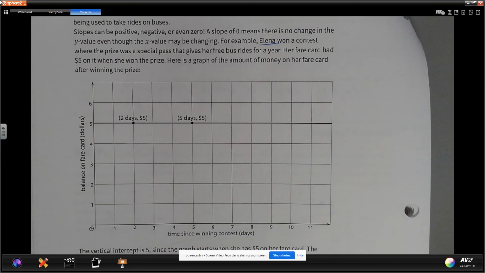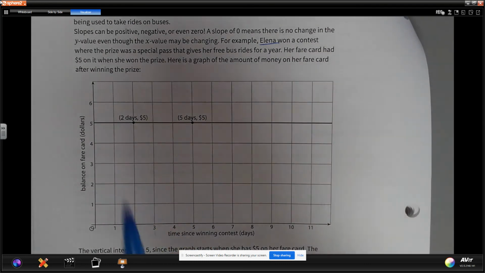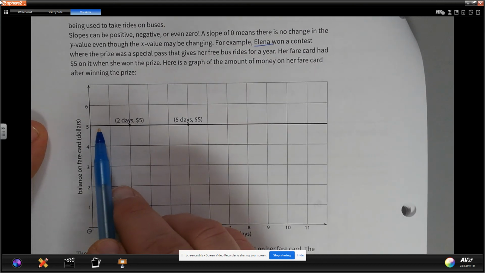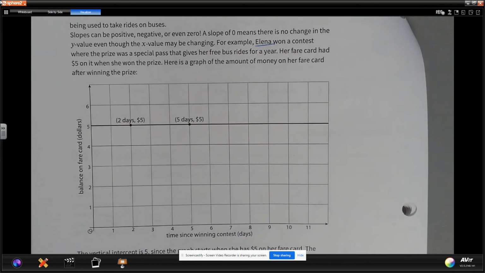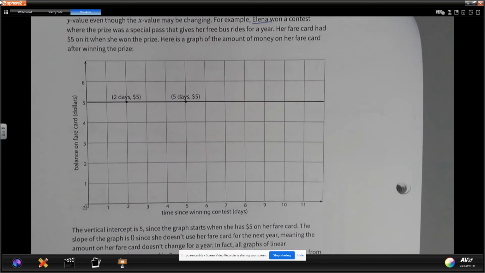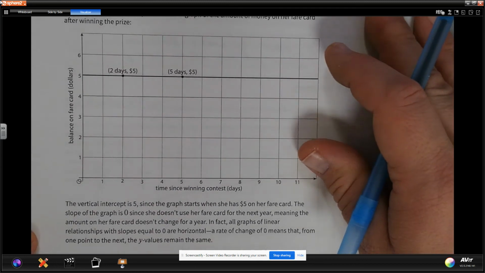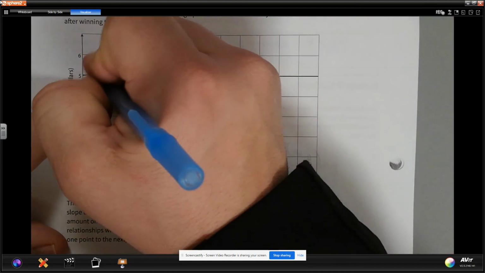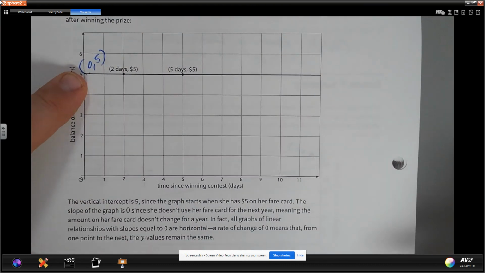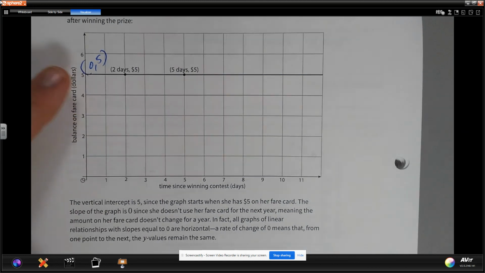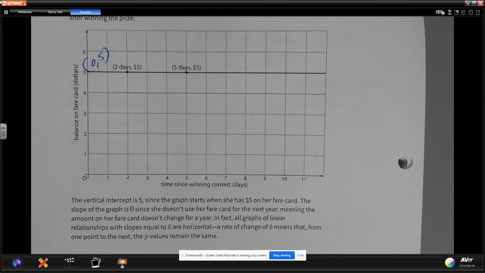She could have had $5 on the card, which normally would have meant just 2 rides. But in this case, since she won for a year, her fare card balance would just look like this. She would constantly have that $5 no matter what, because it's not costing her any money to ride the bus. So in this case, the vertical intercept is at 5. We start right here at 0, 5, indicating she had $5 on her card. And the slope of the graph is 0, since she doesn't have to use her fare card for the whole next year.